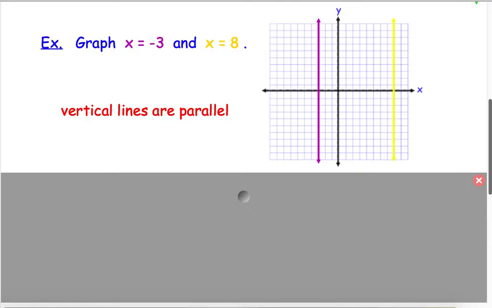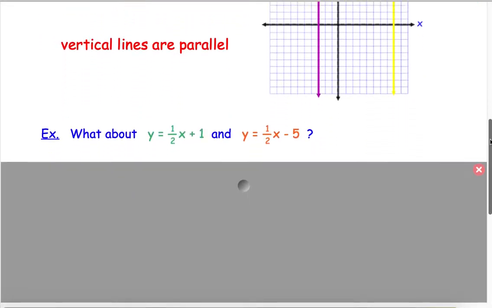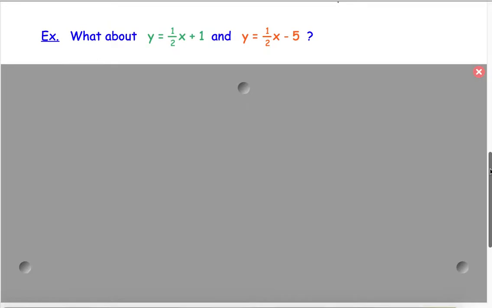And those are obviously parallel as well. They will never intersect no matter how far up or how far down you go. So horizontal lines are parallel and vertical lines are parallel. What if our lines are not horizontal or vertical? What if we had y equals 1/2 x plus 1 and y equals 1/2 x minus 5? What form are those in?